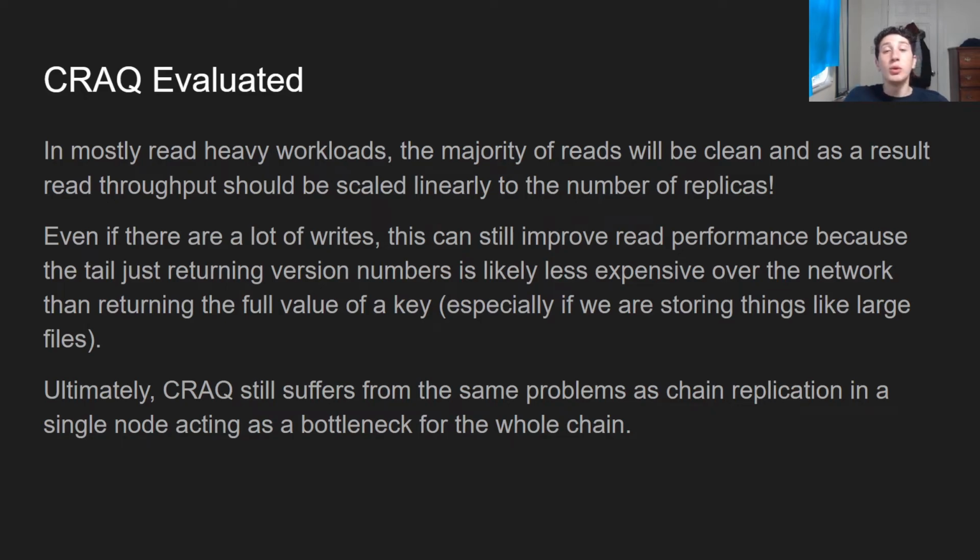That being said, we would have been contacting the tail node every single time anyway, and this still does take some load off the tail node, because instead of sending back a potentially super large file over the network to the client, the tail node just sends a version number back to another replica, which it's probably closer in proximity to, and the version number is going to be smaller than potentially a large file. So even though CRAQ still does suffer from the same problems as chain replication in terms of one node potentially acting as a bottleneck, using this allows for pretty high read throughput in a chain replication scheme, as well as still the ability to maintain strong consistency.